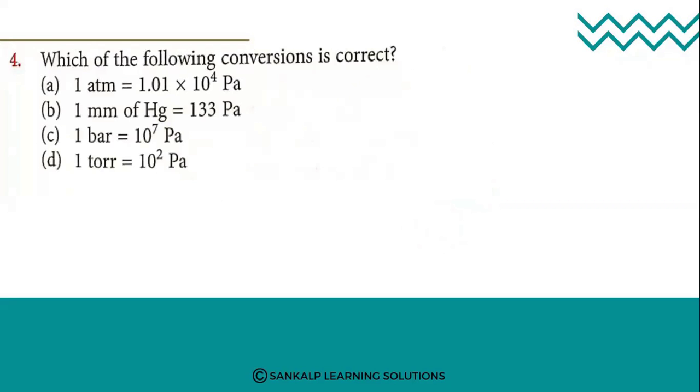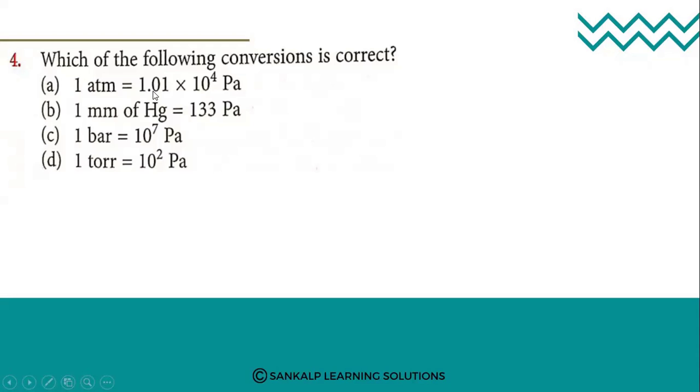Next question. Which of the following conversions is correct? Here some conversions are given for pressure. All the units are expressed for pressure. Right? 1 atmosphere, 1 mm of Hg, 1 bar, 1 torr. These are the units of pressure we can say. Here, which of the following conversions is correct?